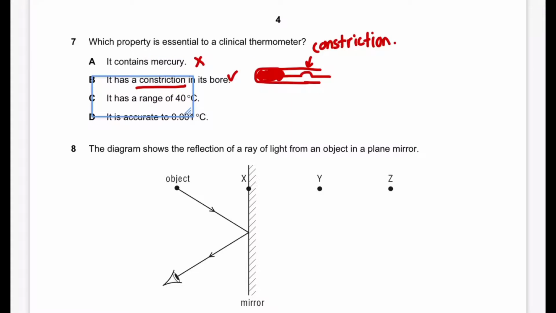Now, let's move on to option C. It has a range of 40 degrees Celsius. In this case, the reduced range, meaning the smaller range, will result in an increase in sensitivity. But before that, let us move on to the last option right here. It is accurate to 0.001 degrees Celsius.